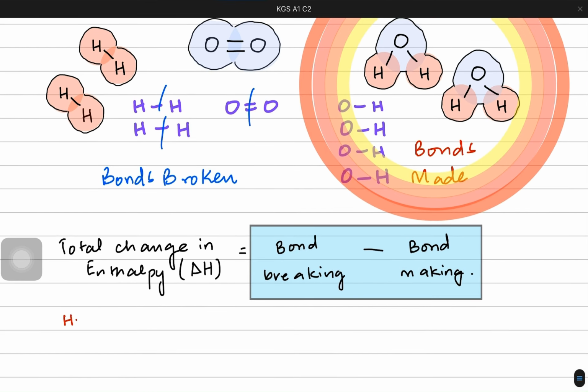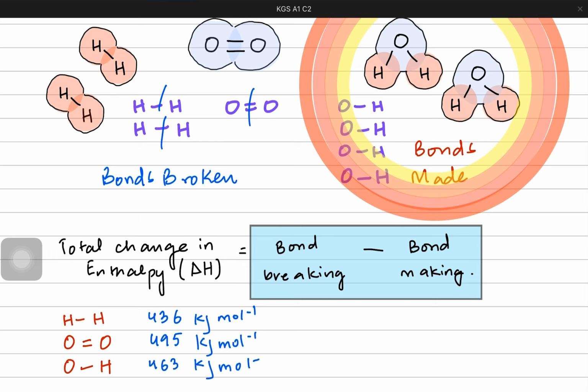Let's revise the idea based on the bond energy values. The H-H single bond, the oxygen double bond, and the O-H single bond have their own bond energies. The H-H single bond has an energy value of 436 kilojoules per mole. The oxygen-oxygen double covalent bond has a value of 495 kilojoules per mole. And the oxygen-hydrogen single bond has its own value, which is 463 kilojoules per mole.